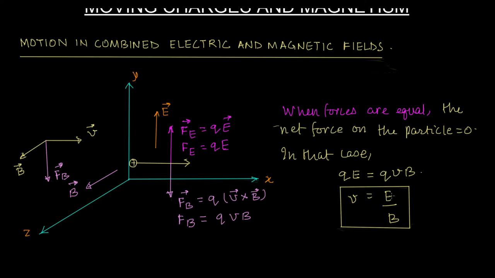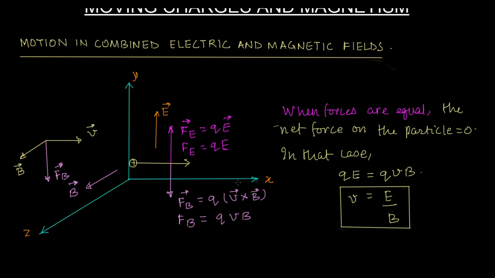So somehow if you are able to arrange your E and B in such a manner that it matches the velocity of the particle, or you are planning to do this. So if you want that certain particles go undeflected, you have a stream of particles at different velocities, and you want to filter out the particles which have a particular speed, then you arrange your E and B in such a manner that their ratio equals V. Those particles will experience absolutely no net force, and they'll keep on moving straight ahead.